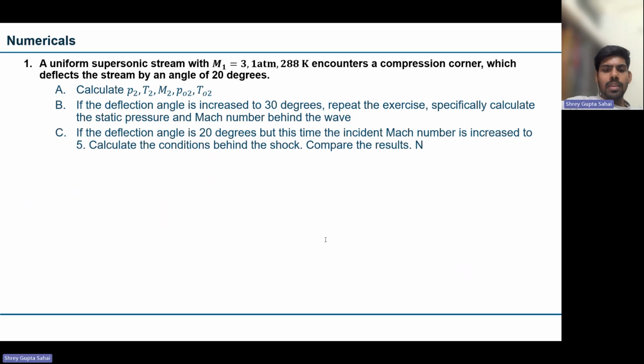Note, if you can, the non-linearity of the relation. Finish. Okay, I think these are only the three parts. Now we are going to solve this problem. Before that, let me go and use the washroom. I'll just take 2 minutes and come back.